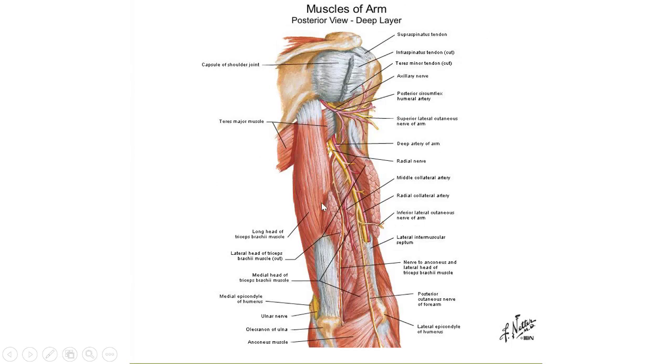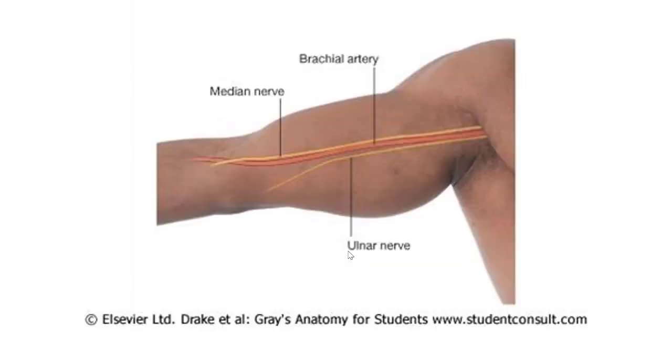In the posterior compartment of the arm, you can see the radial nerve. This is the radial nerve, and these are cutaneous branches from the radial nerve. In this slide, you can see the situation of the median nerve and brachial artery.